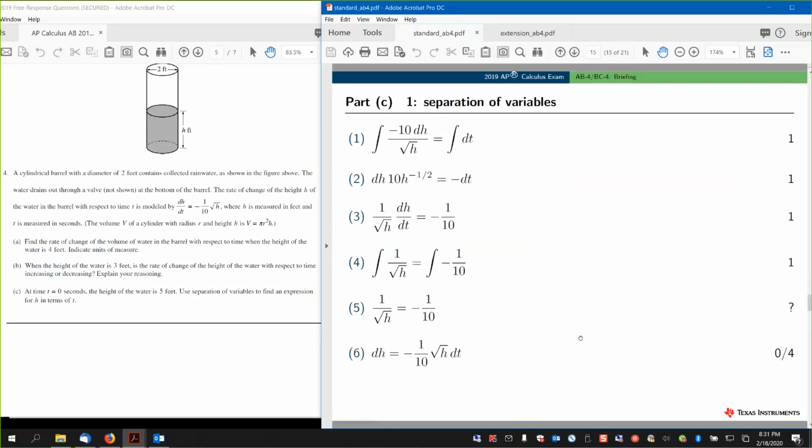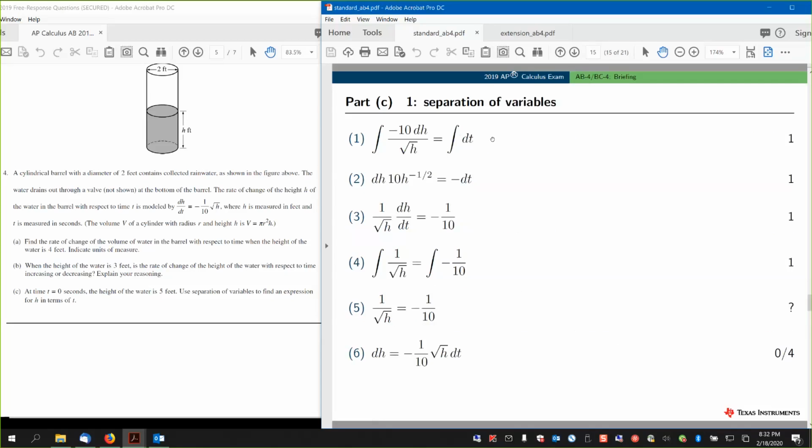One of my favorite sort of parts of a problem to grade is the differential equation problem, and this part C was worth 4 points. A pretty typical distribution of points in this kind of a problem. First point here was for separation of variables. Here's some quick examples on how each one was scored.